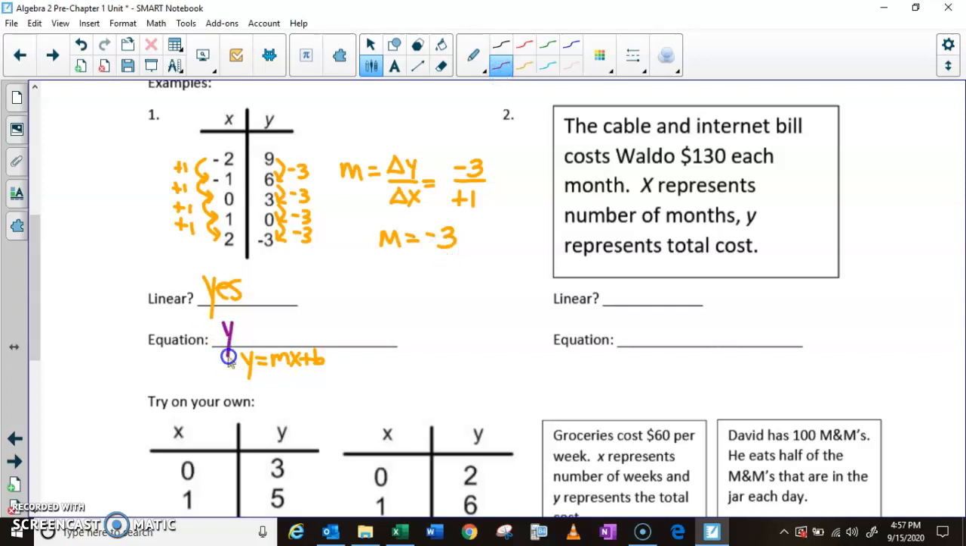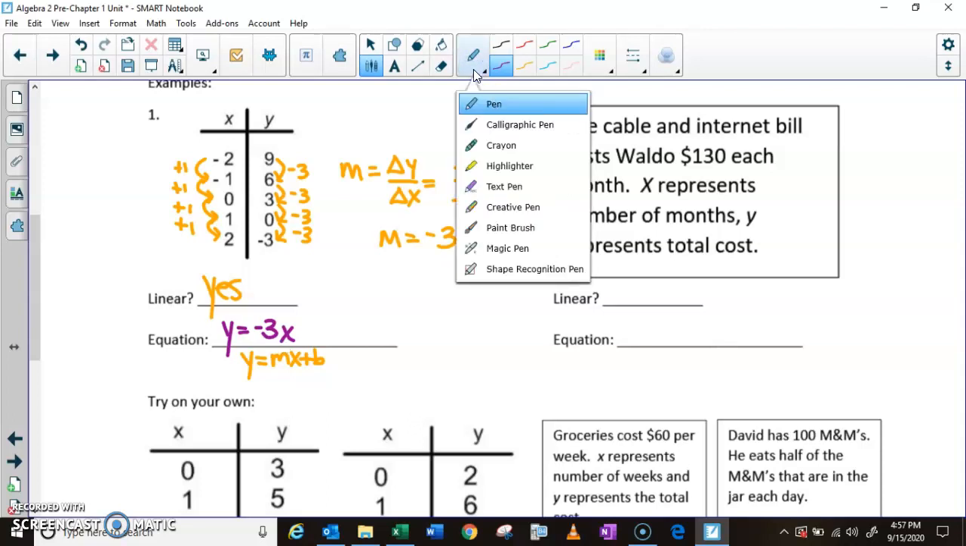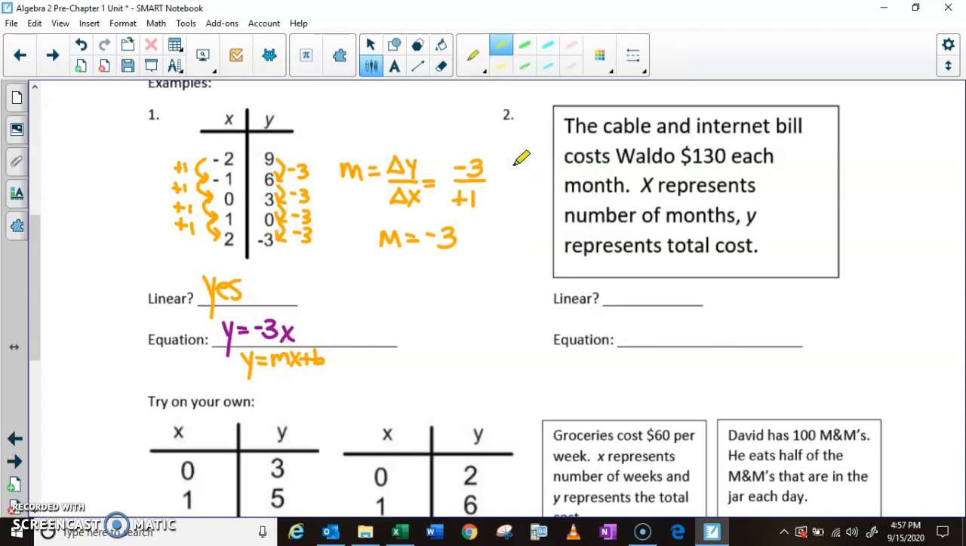So I can substitute in for my slope -3 in place of m. And in place of b, my y-intercept, well, that's found by letting my x value equal 0. When I look at my points, I have a point where x is equal to 0. That's the point (0, 3). So my b value is 3. So I can finish up my equation: y equals -3x plus 3.